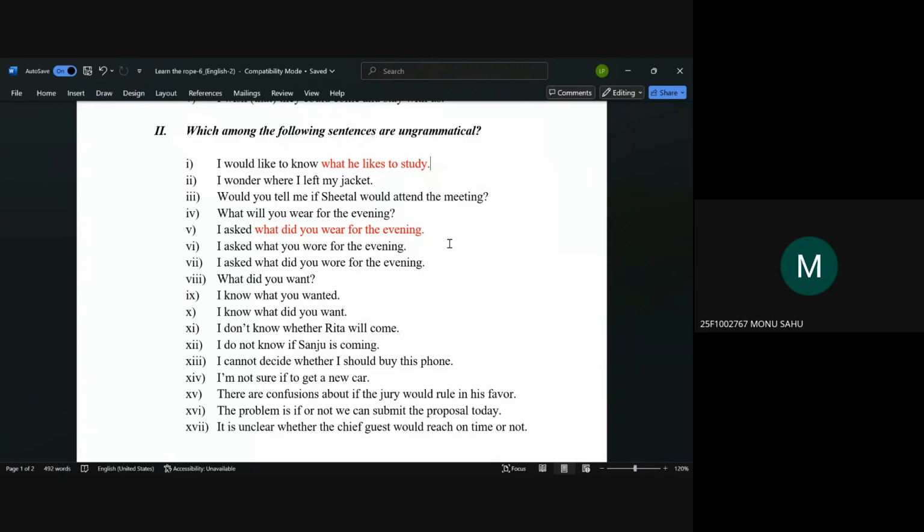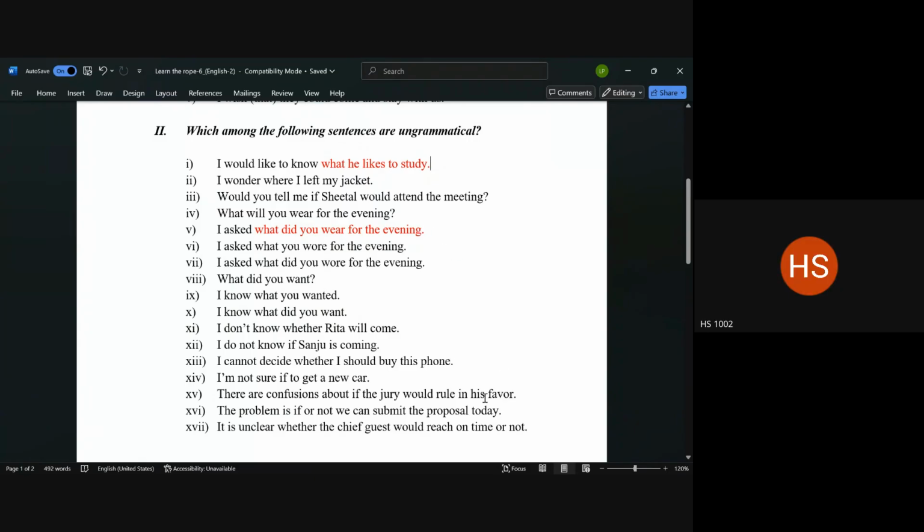Ma'am, if I remove "I asked", then it will be correct. I mean, if I say only "What did you wear for the evening", then it will be correct because then it is a question. No, then it is not a question clause. Question clause is applicable only when it becomes a part of a larger independent clause, right? Is that clear?